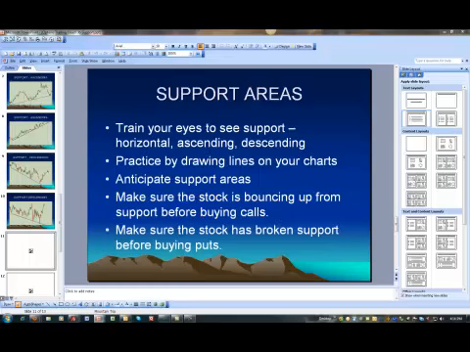Obviously if you're looking at a stock you want to buy, you want it to bounce up from support before buying calls. As soon as it hits support, you can have faith that it'll turn around and go back up, but look at your charts, look at reality, and make sure that you have a green candle going up, and then you can buy your calls. The same thing if you've been waiting for a stock and it breaks right through support. You want to make sure that maybe the next day you have confirmation, yet another red candle, so it's below support before you buy your puts.